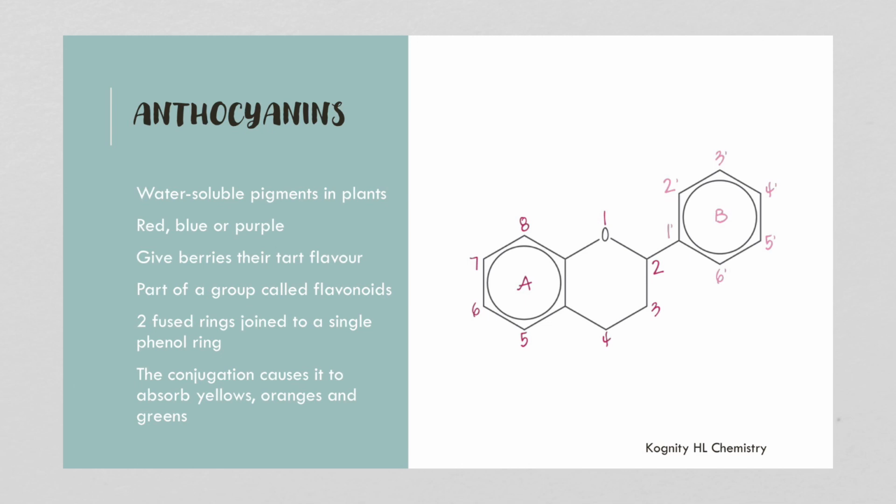And there are two fused rings right here, one of them being a phenol ring, so the A. Then those two rings are fused to another phenol ring. The conjugation that's involved here causes it to absorb yellows, oranges, and greens, which makes it tend to be red, blue, and purple.